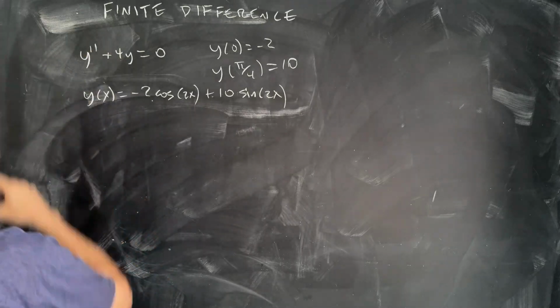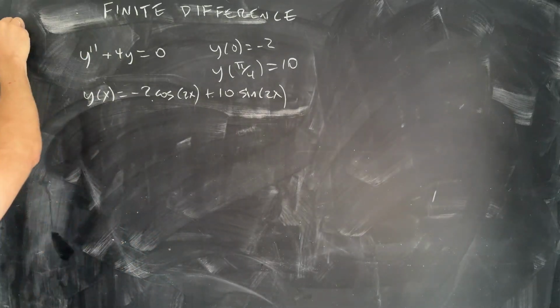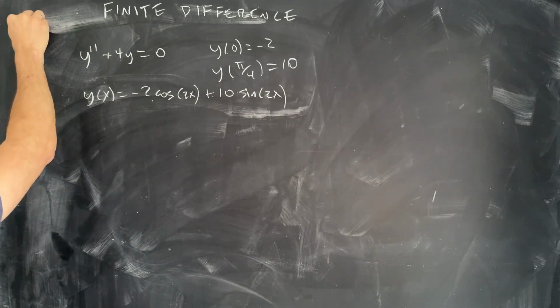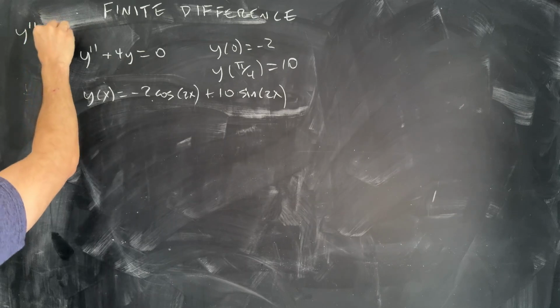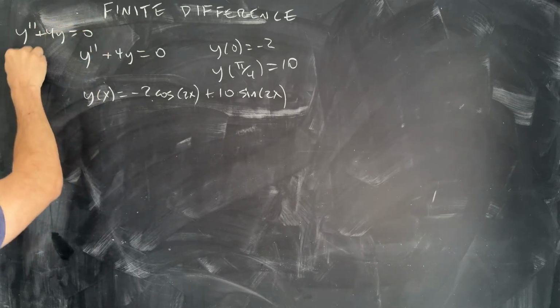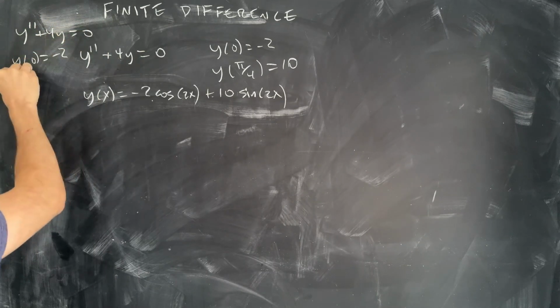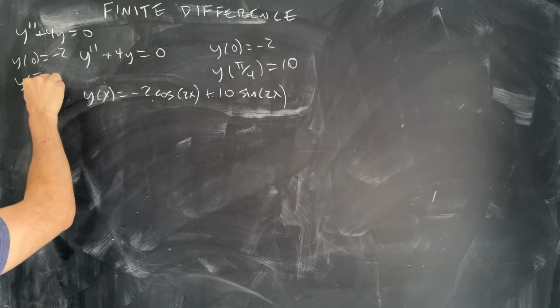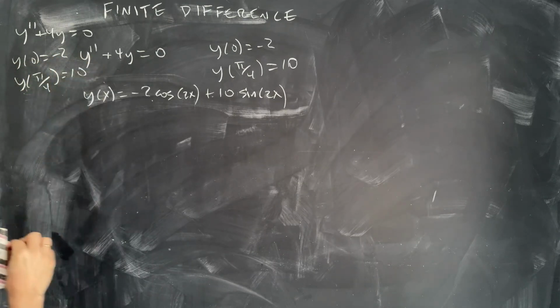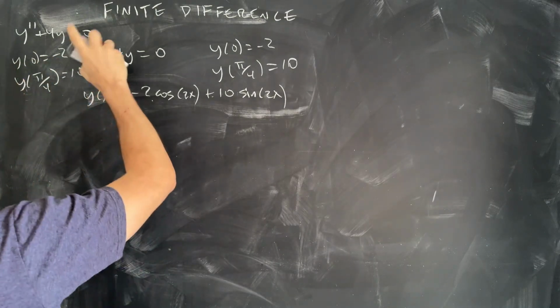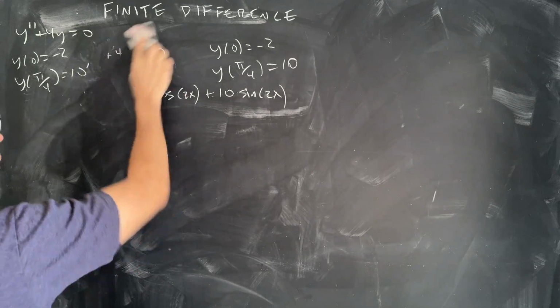So let's just not worry about our differential equation. I'm going to put it over here so that we can remember it. Let's see, y double prime plus 4y equals 0. y of 0 is -2. y of pi over 4 is 10. That's what I have. Now I can erase all that stuff, because I will forget, right?